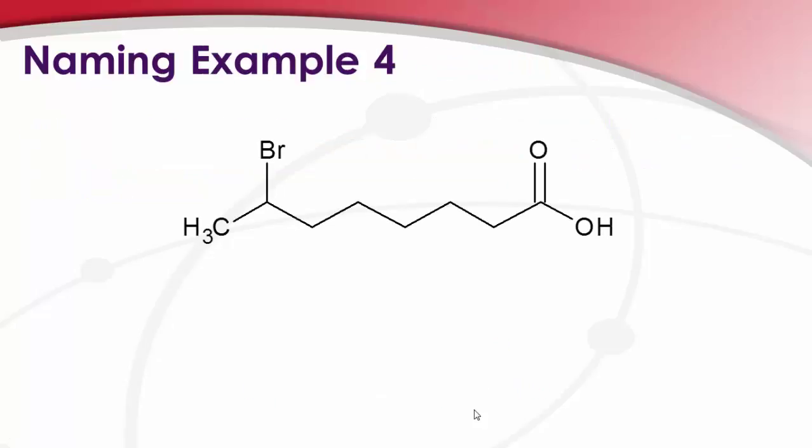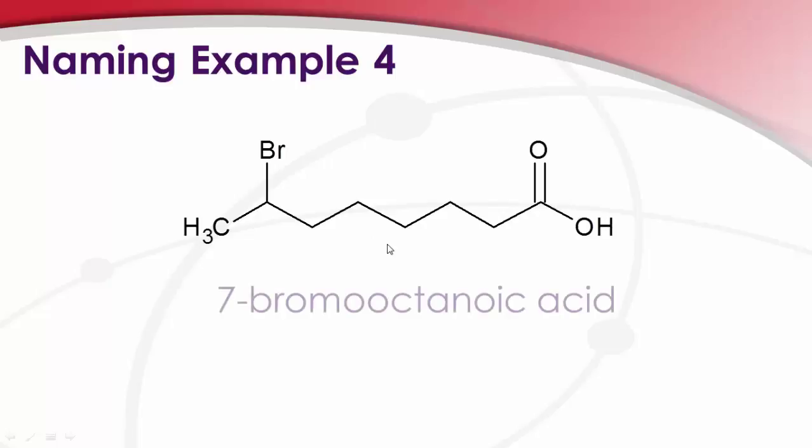So let's try an example. 2, 4, 6, 8. 8 carbons, so this would be octanoic acid. And again, this carbon is automatically designated number 1. So this would be 7-bromo octanoic acid.